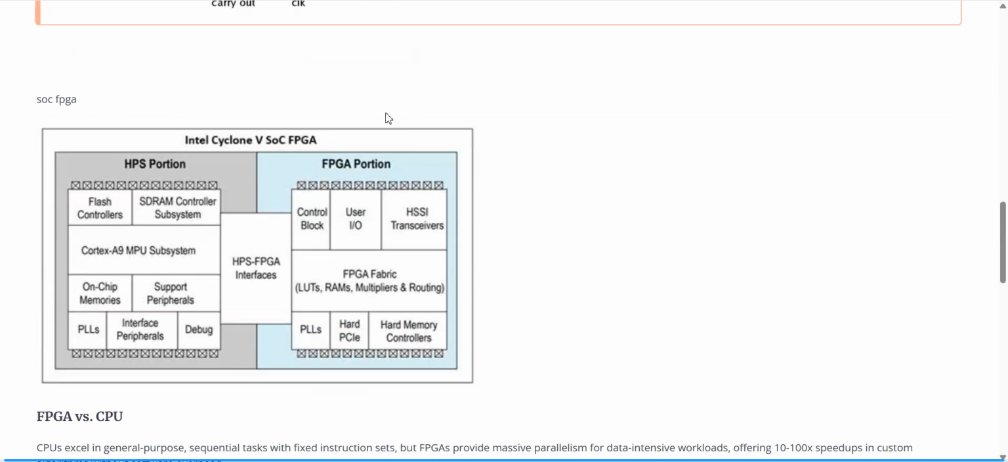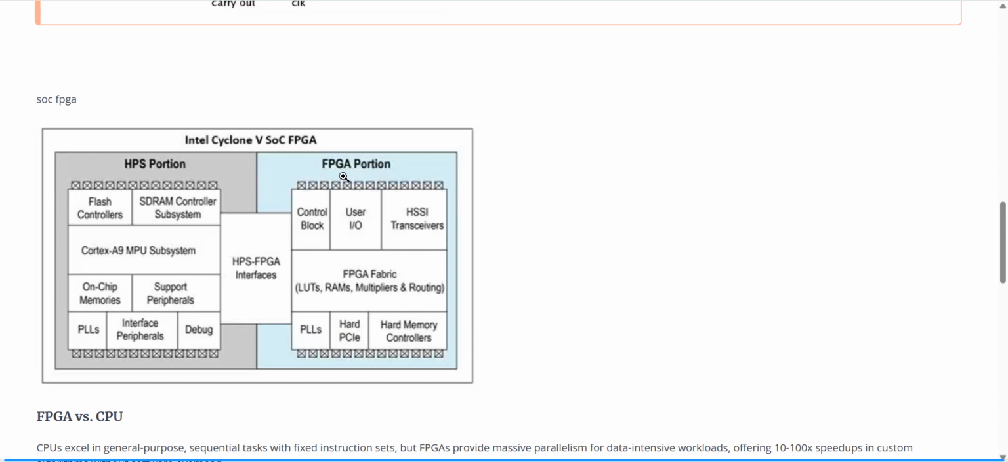Now, the SoC FPGA. SoC is a system on chip. Here is an example of the Cyclone FPGA. Cyclone FPGA is based on Intel architecture. It has two portions: the FPGA portion and the HPS, which is the hard processor system. That's the software part, you can say. There is a flash controller and the MPU subsystem that is based on the Cortex-A9. On-chip memory, PLLs, and interface peripherals are all handled by the HPS. The FPGA part and the HPS are interconnected to each other using the AXI protocols.